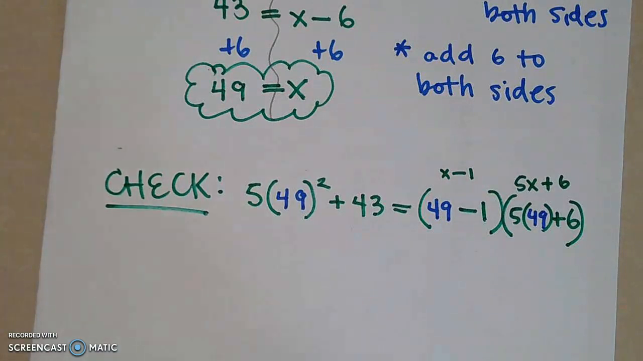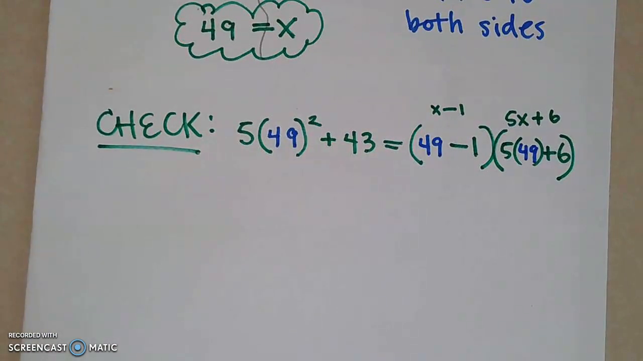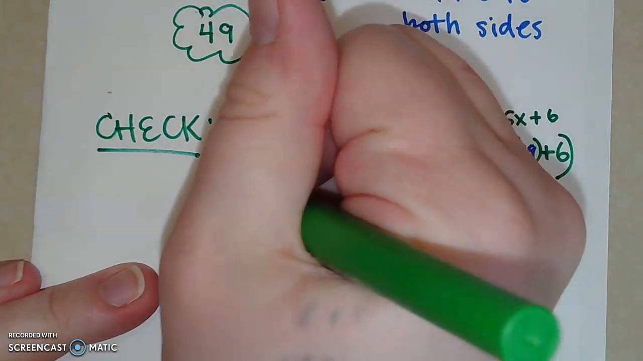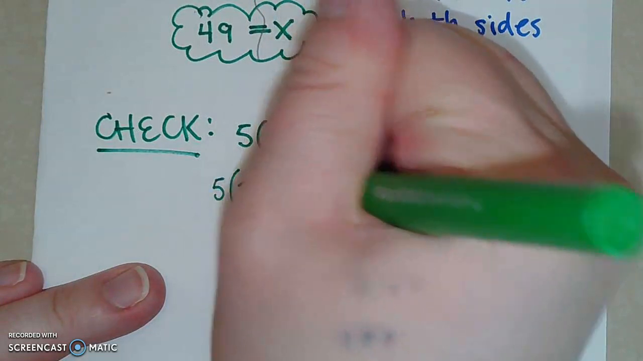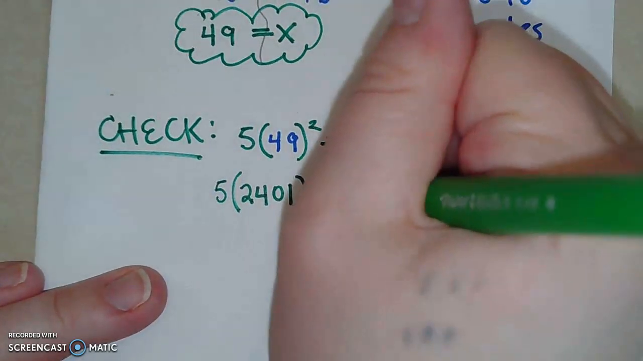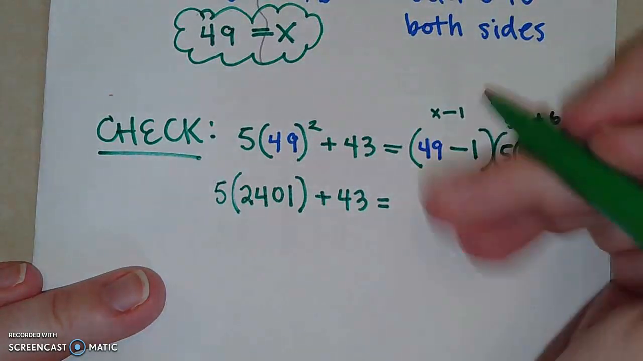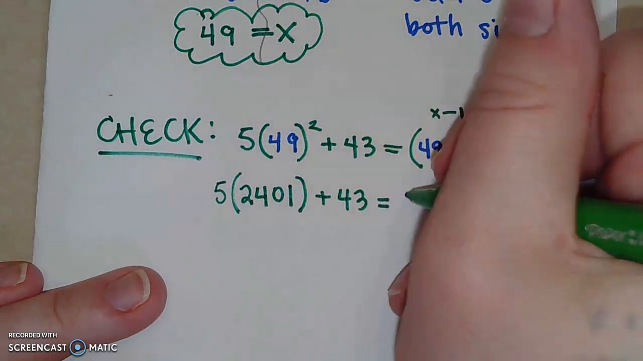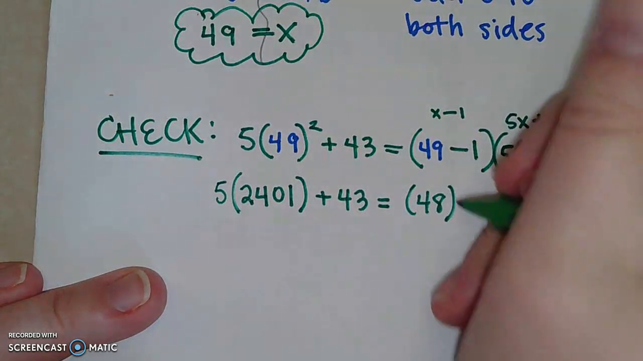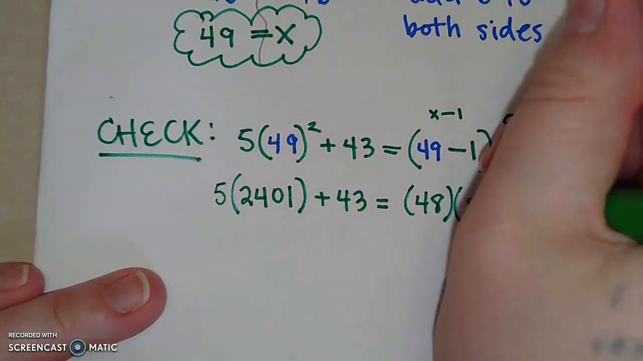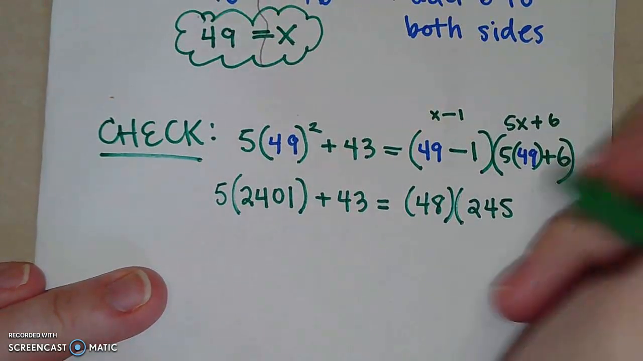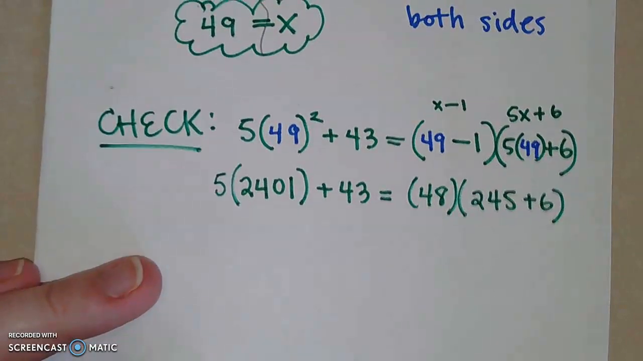Okay, and this is going to be kind of an intense little checking method, but let's get into it. So 49 squared, let me go ahead and turn to my calculator because that is going to be a big number. I see I've got 5 times 49 squared is 2,401. Okay. Here's a little bit nicer. 49 minus 1 is 48. 5 times 49, let me get my calculator, is 245, and then plus 6. Okay.